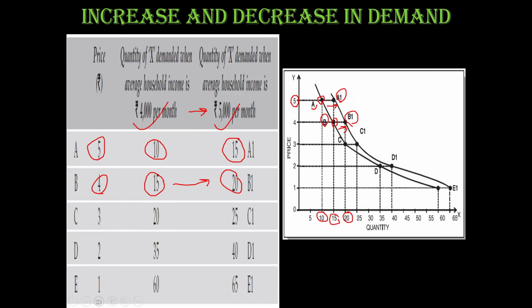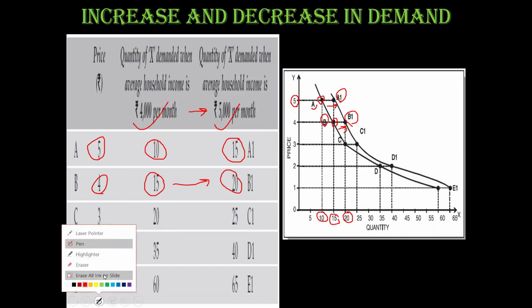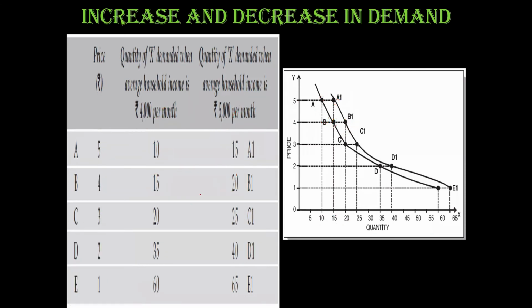So we can conclude here that when there is an increase in income, the demand increases. When demand increases, the demand curve shifts right side. This is right side shift of the demand curve. When the demand curve shifts right side, it means that there is an increase in demand.